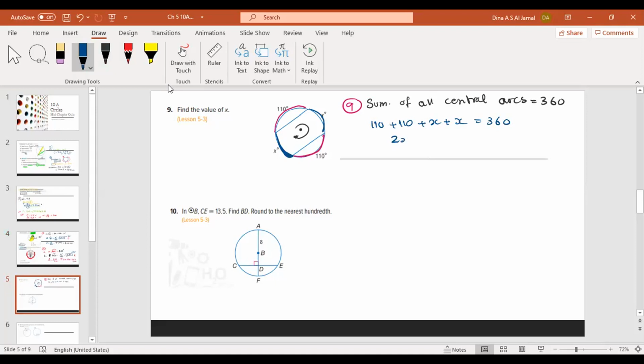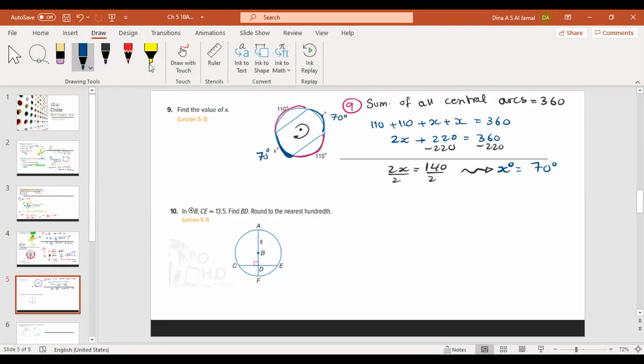You are having like terms, so 2x plus 220 equal to 360. Now let's solve this equation. Minus 220 minus 220. So it will be 2x is equal to 140. Divide both sides by 2. Your x measurement will be 70 degree in both sides.